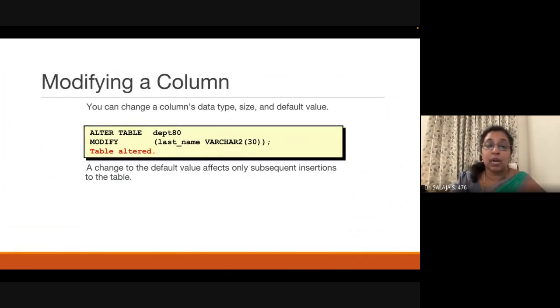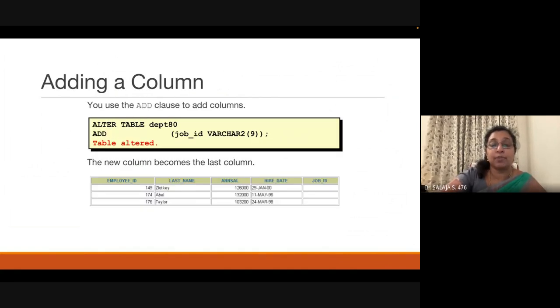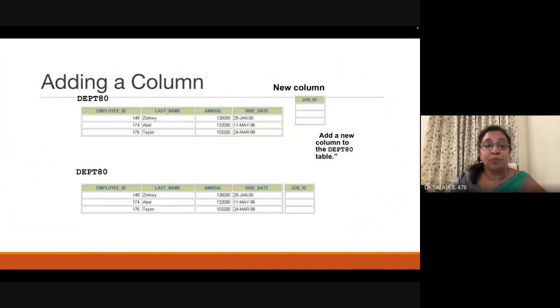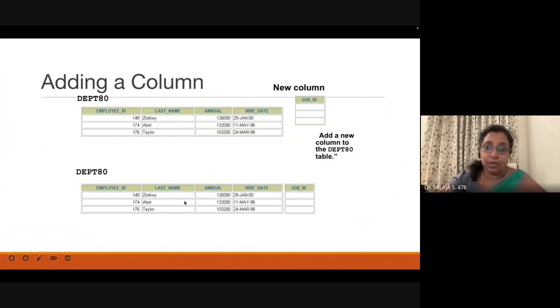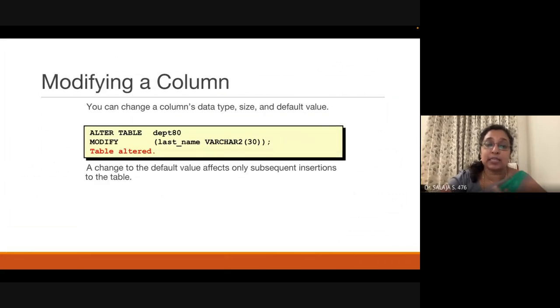Now, last column, last name. If you just move on, you have something called last name over here, and this last name might have something around 25 characters. So what we have done is we have increased the size by saying MODIFY, table name, VARCHAR2 and it is 30. Now, where does it affect? The change affects the subsequent insertions, any insertions which come further on.